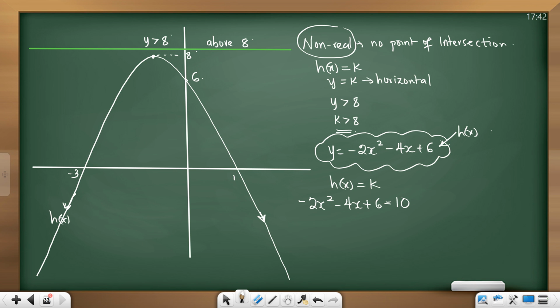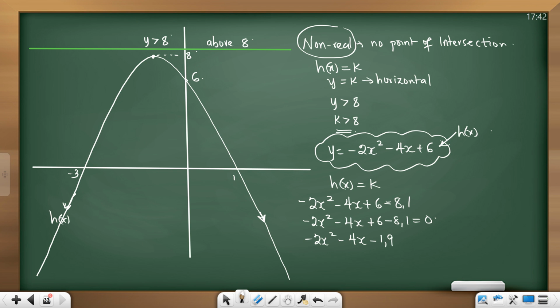I can take 9. In fact, let's check something. Let's take 8.1. That's the closest number. Let's solve for x here: negative 2x squared minus 4x plus 6 minus 8.1. All right, what is 6 minus 8.1? That's about negative 1.9.